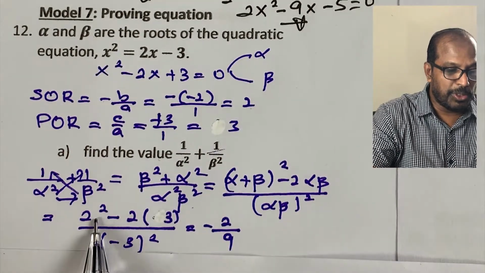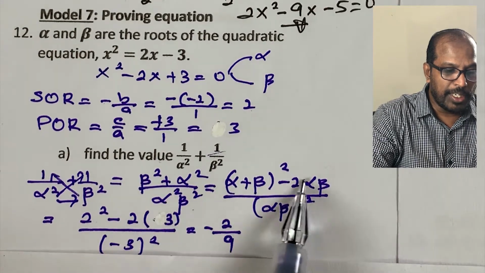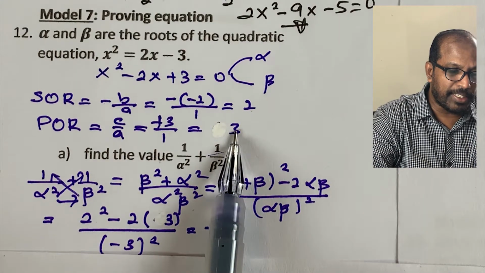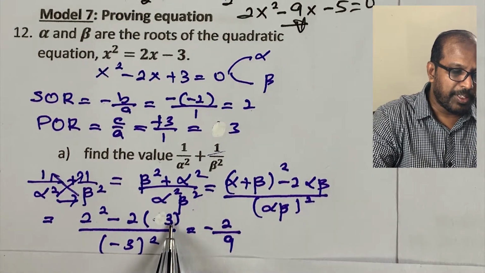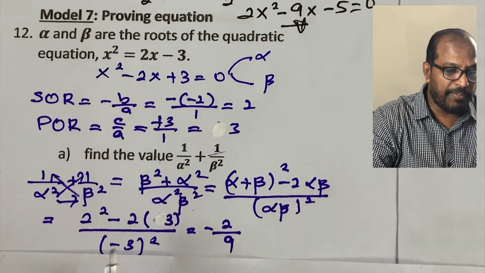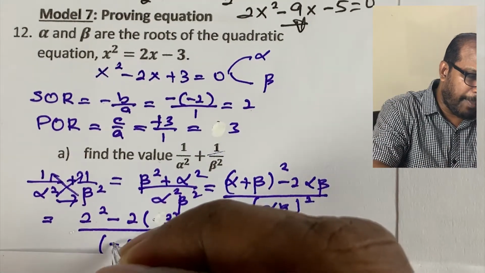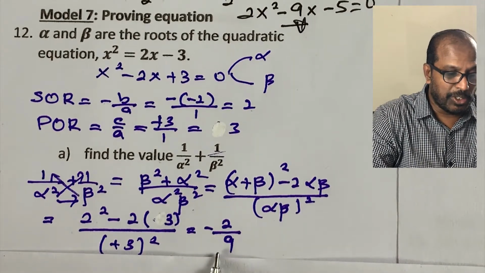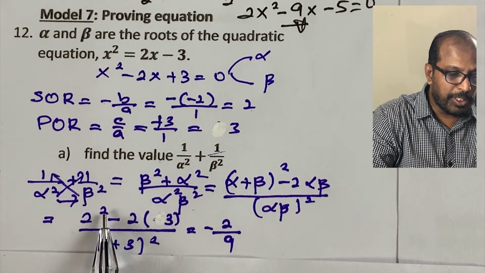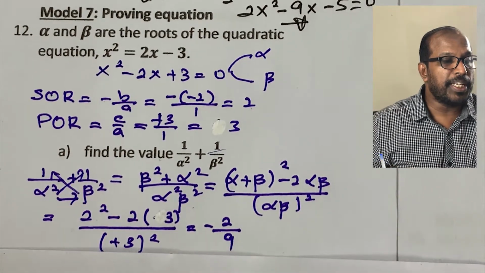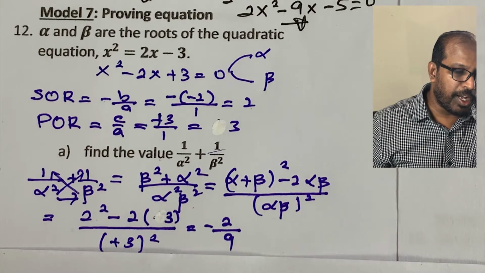So the sum of the roots is 2, so 2 squared minus 2 times alpha beta. Alpha beta is the product, which is 3. So as the product of the roots, we got 3. Down there, we got alpha beta squared, which is 3 squared. So 3 power 2, I'll get 9. The numerator is 2 power 2, which is 4. 4 minus 6 is negative 2, over 9, will be the value of 1 over alpha squared plus 1 over beta squared.